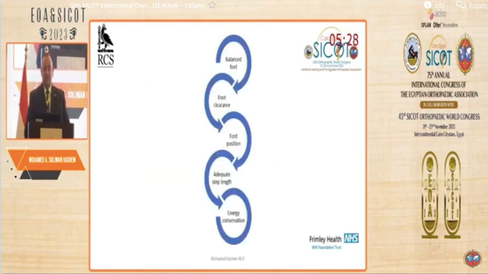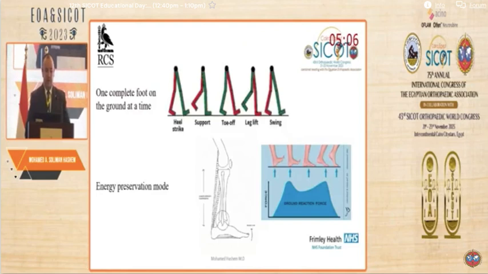So some prerequisites for a normal gait. To have a normal gait, you have to have a balanced foot when you're standing on it. You have to easily clear your foot while you're doing a swing phase. You need to reposition your foot before you go for the next initial contact. You need to have an adequate step length, and this gait needs to be energy efficient. So there are a few principles. If you can go through them, you will understand the gait.